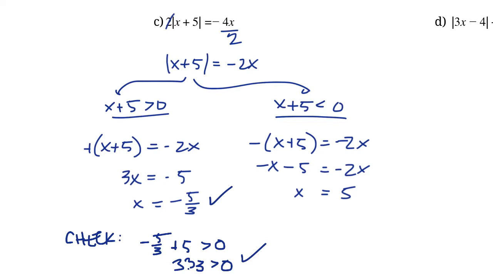That is greater than 0, so this is a solution. And we can check this one as well. 5 plus 5 is less than 0. Is that true? Is it? Definitely not, right? 10 is not less than 0. So this is not a solution.